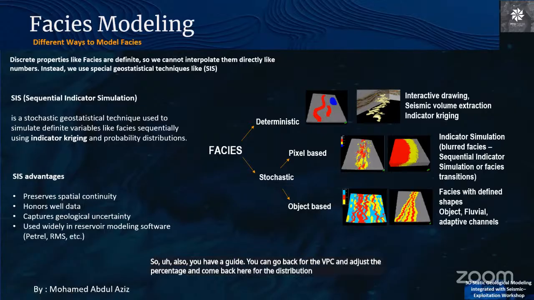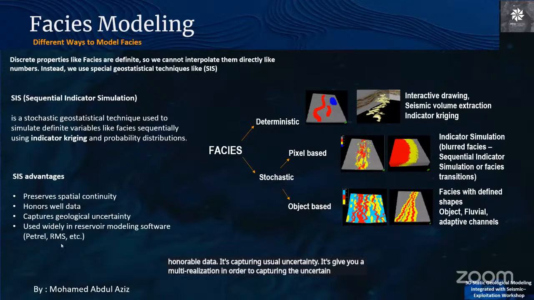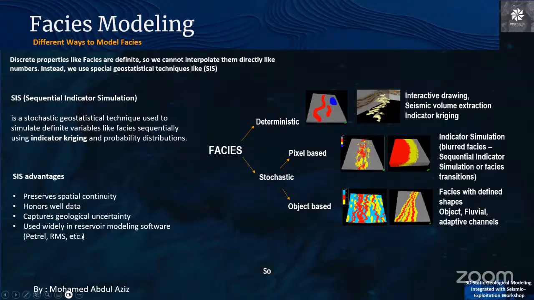So the sequential indicator simulation is actually honoring data. It's capturing geological uncertainty. It gives you multiple realizations in order to capture the uncertainty, exactly where it is. So it is widely used in reservoir modeling software like Petrel or RMS for this kind of simulation.